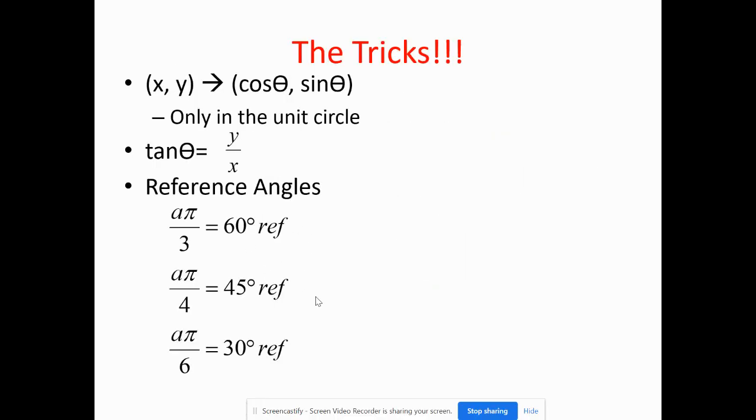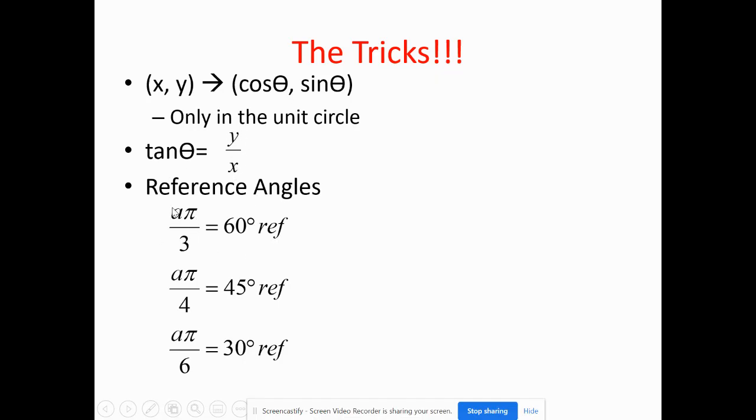Okay, here's the tricks. Jot these down. Pause the video anytime you need to catch up. Again, x comma y is really cosine theta comma sine theta, only on the unit circle. Does that work? Tangent is really y over x.